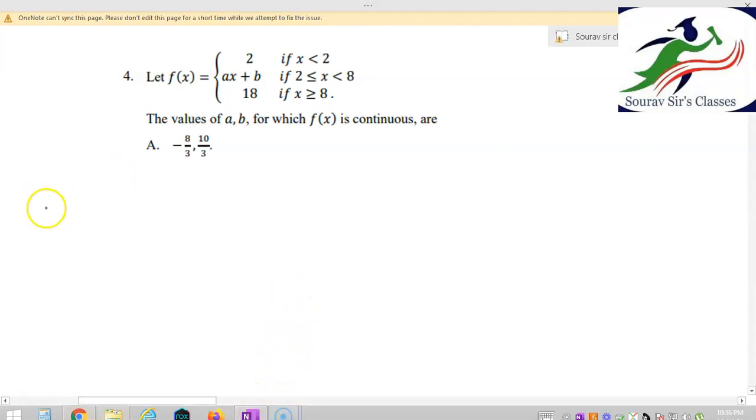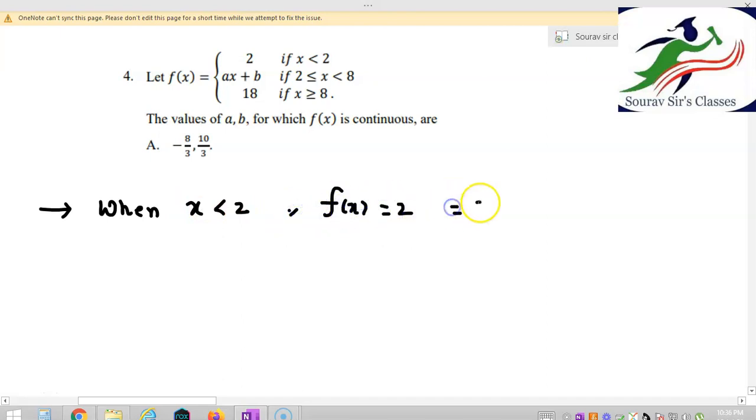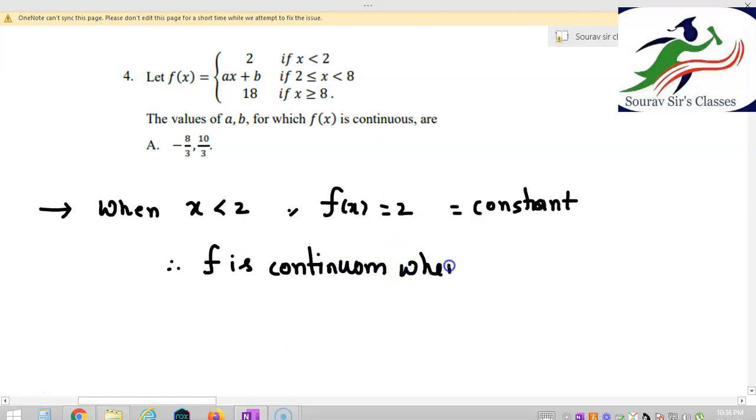So first of all, observe that when x is strictly less than 2, the value of f(x) is equal to 2. That is constant, right? So constant, hence I can say that f is continuous when minus infinity is less than x less than 2. In this range f is continuous.